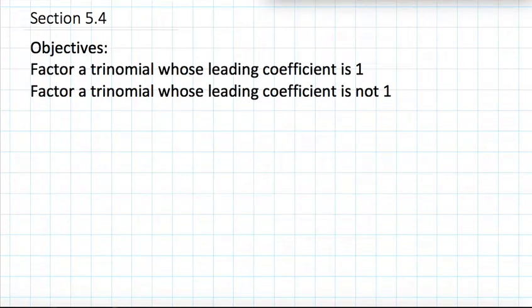This video is for section 5.4. Our objectives in this section are to factor a trinomial whose leading coefficient is 1 and factor a trinomial whose leading coefficient is not 1. Trinomial means that it has three terms.